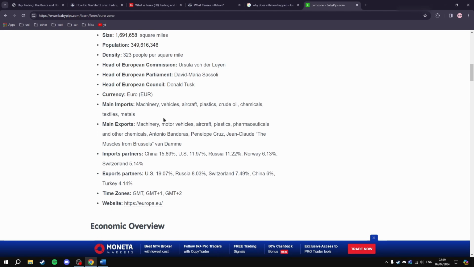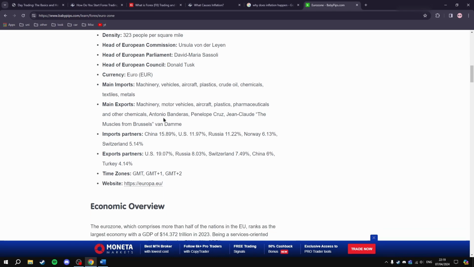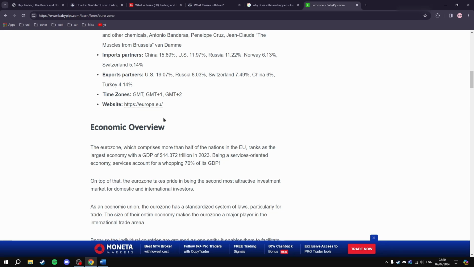Import partners: China 15.89%, US 11.97%, Russia 11.22%, Norway 6.13%, Switzerland 5.14%. Export partners: US 19.07%, Russia 8.03%, Switzerland 7.49%, China 6%, Turkey 4.14%. Time zones: GMT, GMT+1, GMT+2. Website: https://europa.eu.